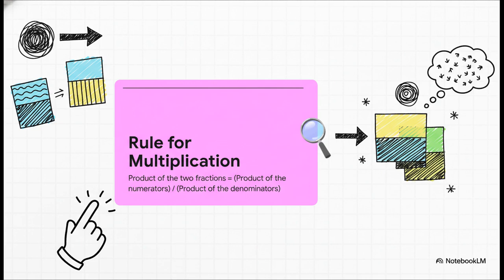And here's the best part. The actual rule for multiplying is ridiculously simple. You just multiply straight across. The top numbers get multiplied together to get the new top number, and the bottom numbers get multiplied to get the new bottom number. That's it. No common denominators, no crazy steps. It's probably the most straightforward thing you can do with fractions.